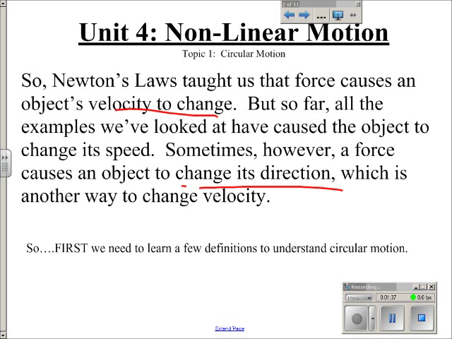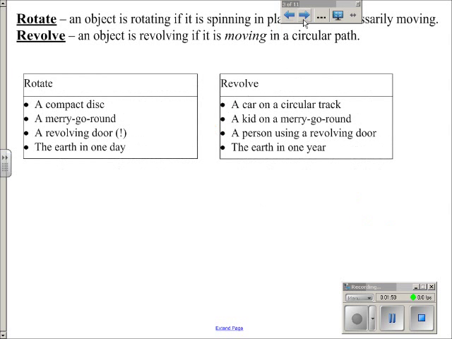All right. So, if you picture something traveling in a circular path, it's going around and around and around in a circle. As it does that, the direction is always changing, right? Sometimes it's going this way, sometimes it's going that way, sometimes it's going this way. The direction's always changing. And because of that, the velocity is changing. All right. So before we get too much further, we need to learn a couple definitions to better understand circular motion. So first of all, the difference between what's called rotating and revolving.